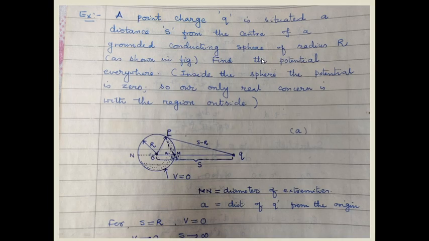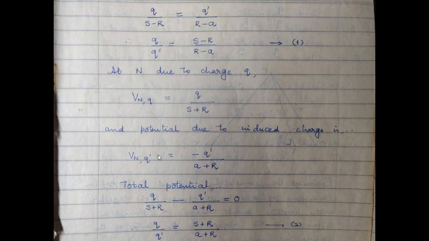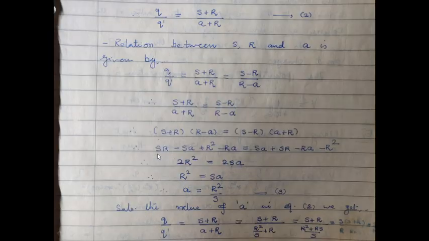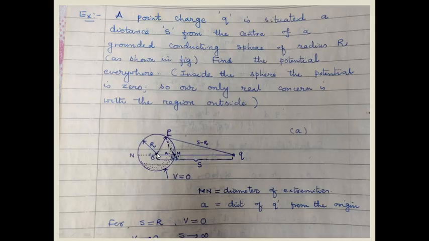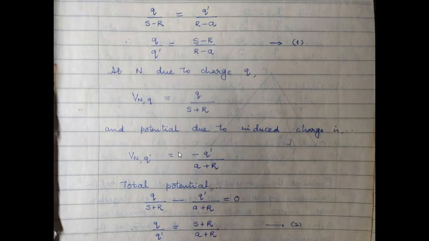Similarly, we can find out the potential at another exterior point, that is point N. Again, the total potential is going to be 0. Here also the potential is contributed by Q as well as Q dash. So what is the distance from Q to point N? The distance from Q to point N is S plus R. And for the other one, Q dash to N is the distance radius R plus A. That is going to be substituted here.